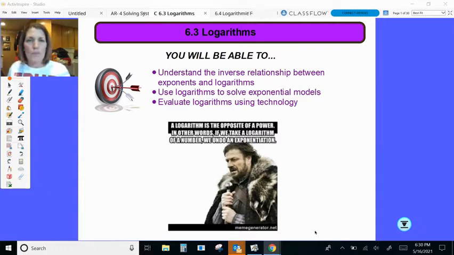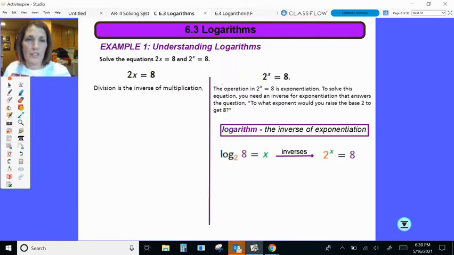Monday, and welcome back. This is 6.3. We're going to be talking about logarithms. We're going to understand how to go back and forth between a logarithm and exponentiation, and also how to evaluate logarithms for this particular section for day one.